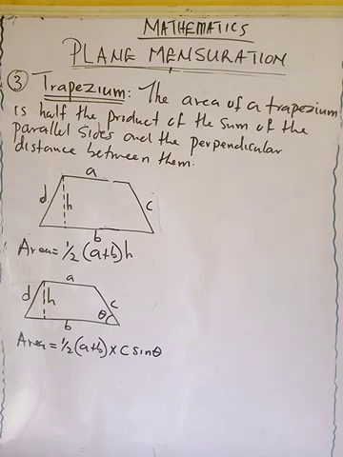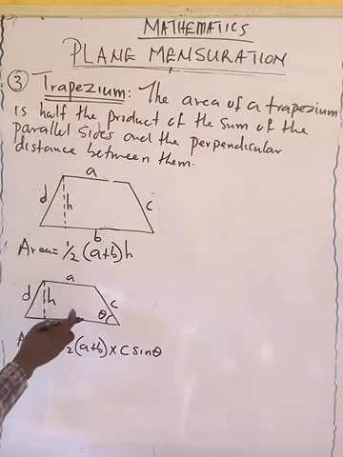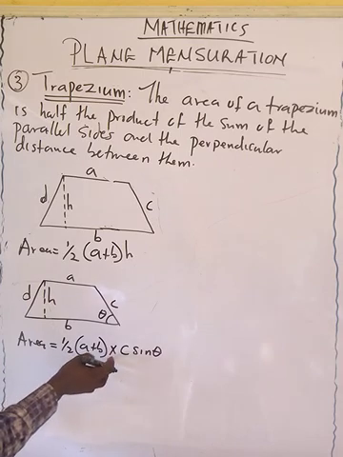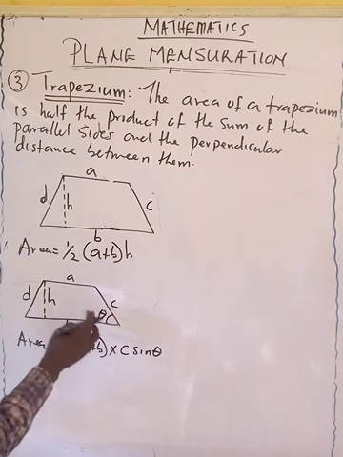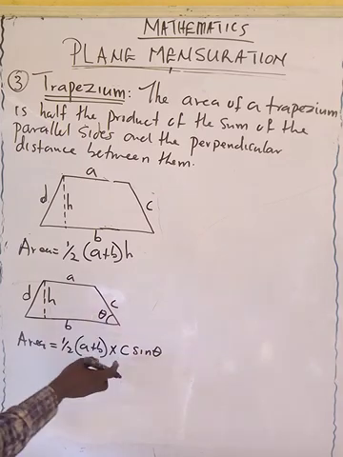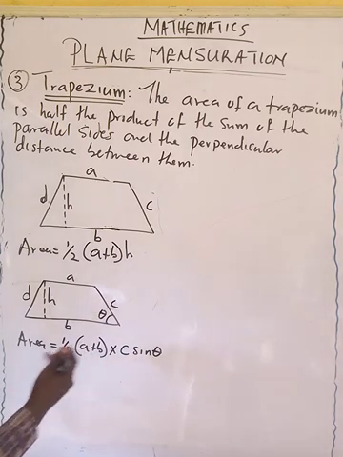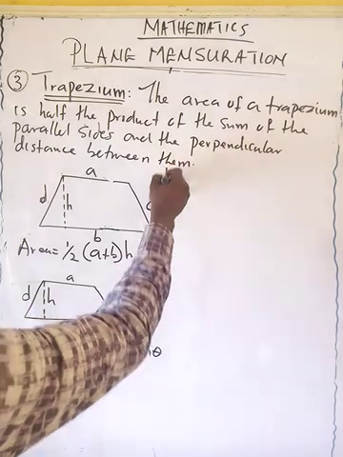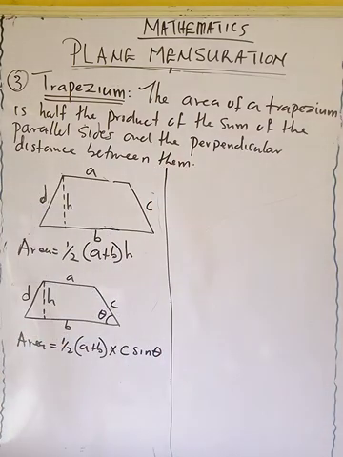But if peradventure they give us an angle, how do we calculate the area? To calculate the area will now be half the bracket of the addition of the parallel lines, times C. This plus this, half of it, times C times sine theta. So now we look into some examples for better understanding.